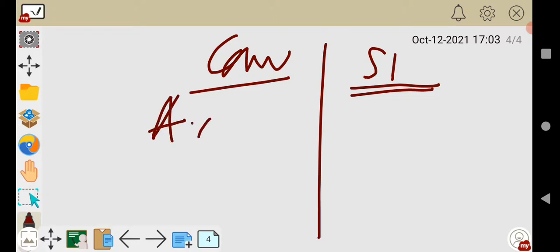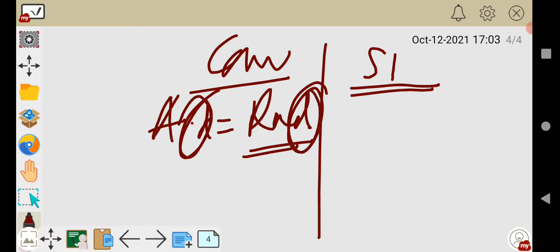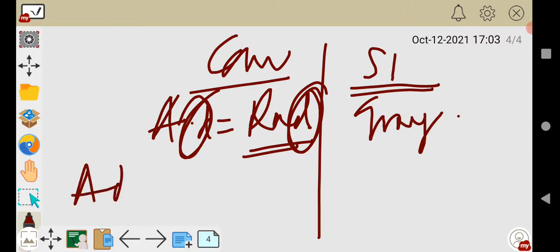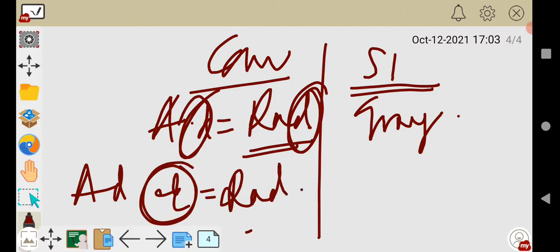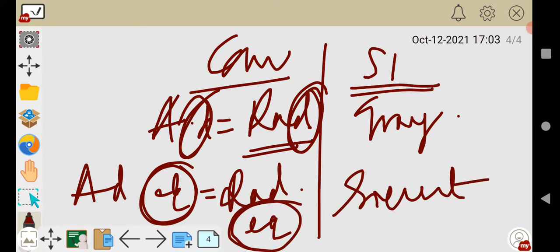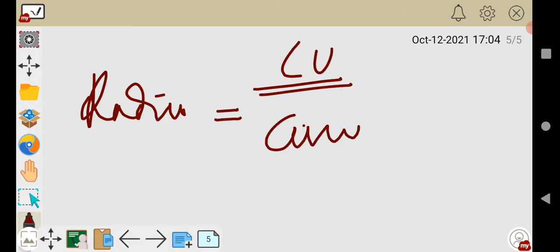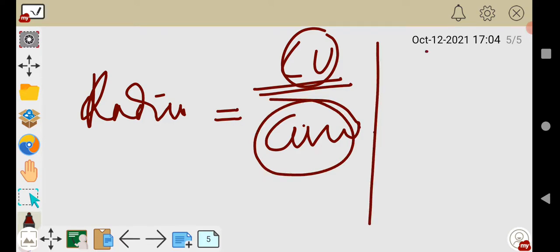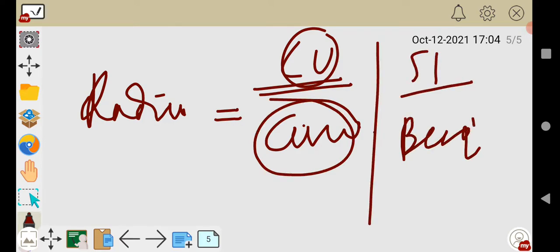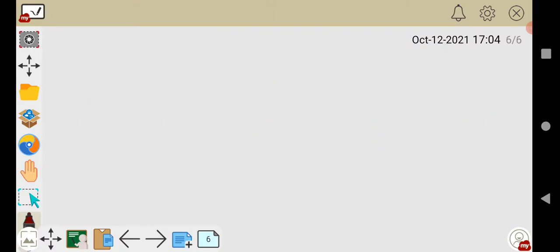Then it is absorbed dose. Just remember, absorbed dose has a D, so it will be rad in conventional, and gray in SI. Then absorbed dose equivalent. Just remember the equivalent, so it will be radiation equivalent, rem, in conventional, and in SI it is sievert. The final one is radioactivity. In conventional unit it is curie, and in SI it is becquerel. Important, find a way to remember.